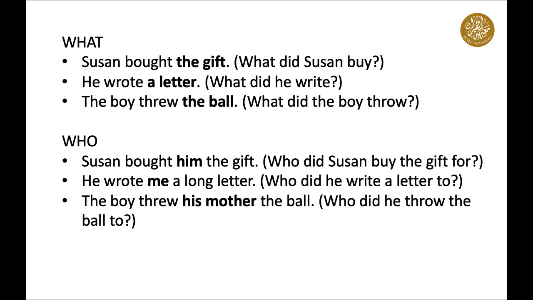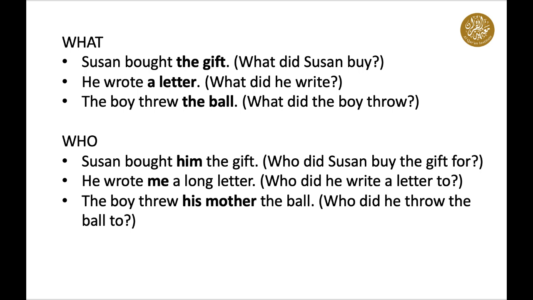Who did Susan buy the gift for? She bought it for him. So him is also the object and it answers the question who in the sentence. He wrote me a long letter. Who did he write a long letter to? If we ask who did he write a letter to? And the answer is me. He wrote me. So me is the answer to the question who did he write a letter to?